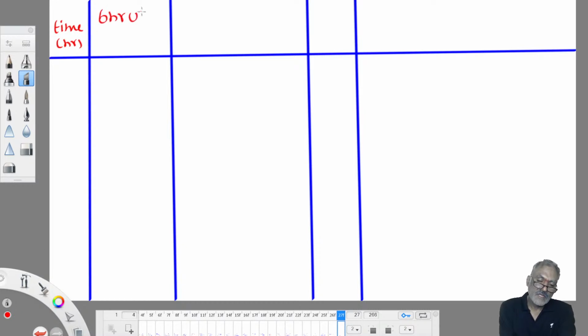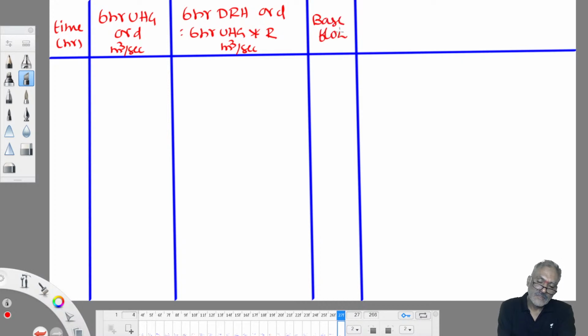These are 6-hour unit hydrograph ordinates, given to you in meter cube per second. From this, what can you find out? The 6-hour direct runoff hydrograph ordinates. How? 6-hour unit hydrograph ordinates multiplied by R. You will get that. To this you add base flow in meter cube per second. Then we will get the 6-hour flood hydrograph ordinates, which is equal to 6-hour direct runoff hydrograph ordinates plus base flow. So this is given to you.